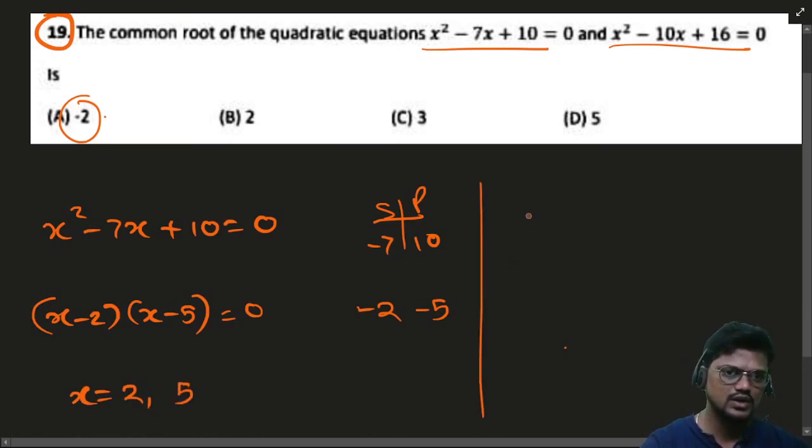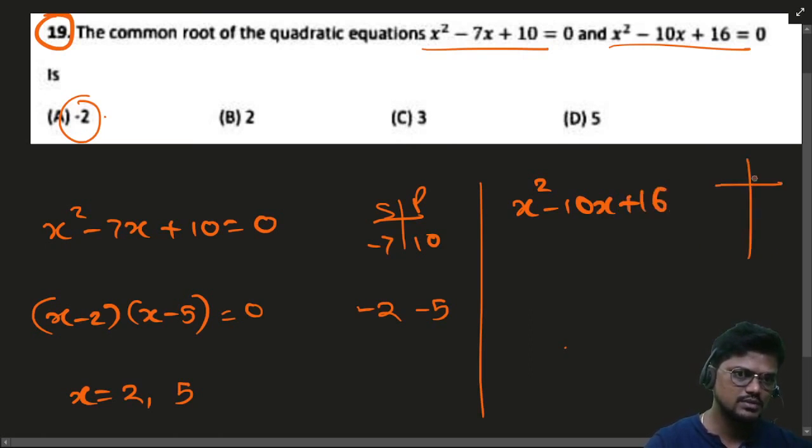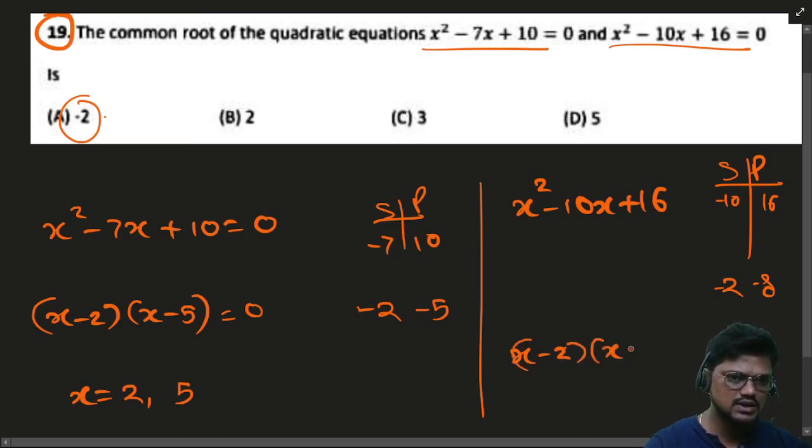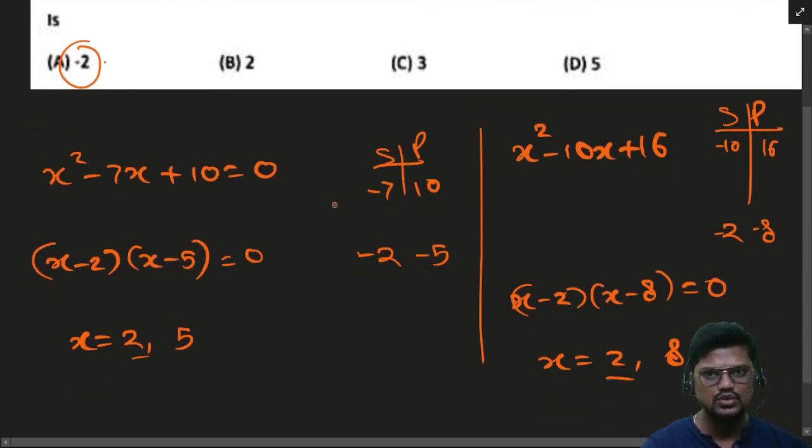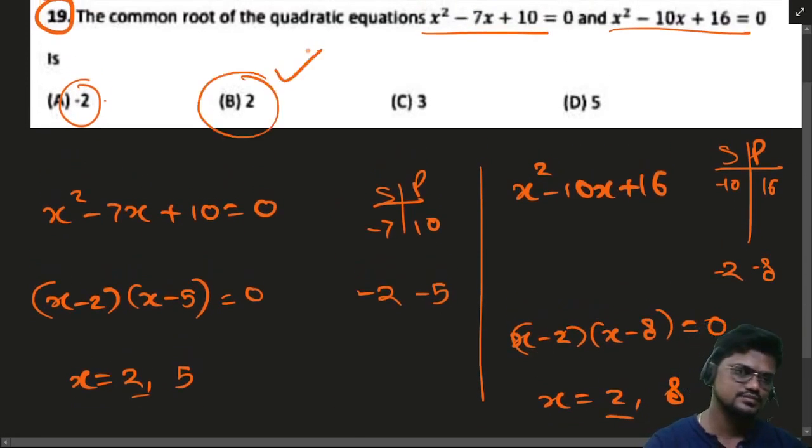Over here, the other one you have is x square minus 10x plus 16. So the sum required is minus 10, product required is 16. Which are the two numbers? 2 and 8. Both of them should be in minus. So x minus 2 and x minus 8 will be equal to 0. So the two roots are 2 and 8. So what we can see, the common root is 2. So the answer for this will be 2.